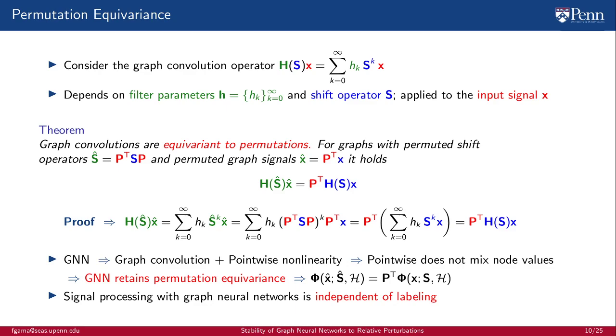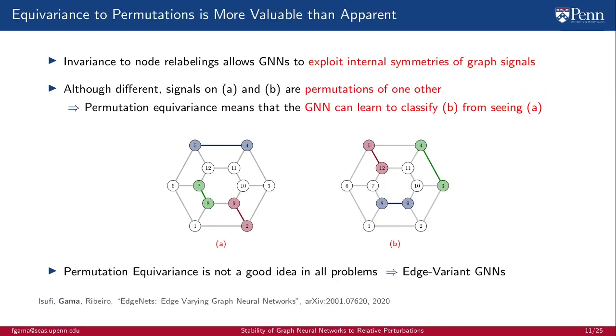Recall that GNNs are graph convolutions followed by pointwise nonlinearities, but these pointwise nonlinearities do not mix node values. Therefore, GNNs retain the permutation equivariance property of graph filters, implying that signal processing with graph neural networks is independent of labeling. Invariance to node relabelings allows GNNs to exploit internal symmetries of graph signals.